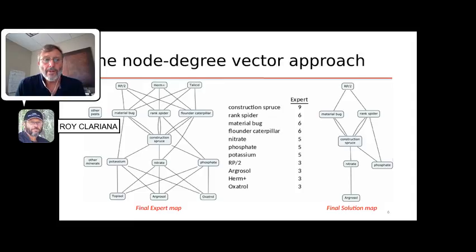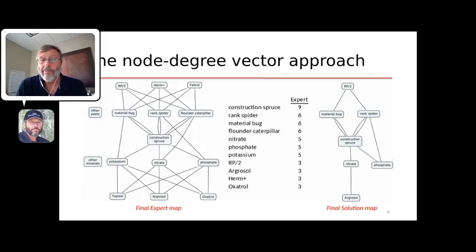Okay, here's two concept maps. On the left-hand side is the fully explicated expert's map that contains all of the information. The right-hand side is the solution map. It's only the information needed to solve the particular problem that these students were asked to solve.